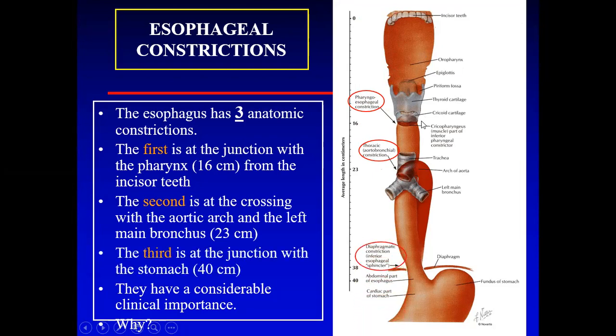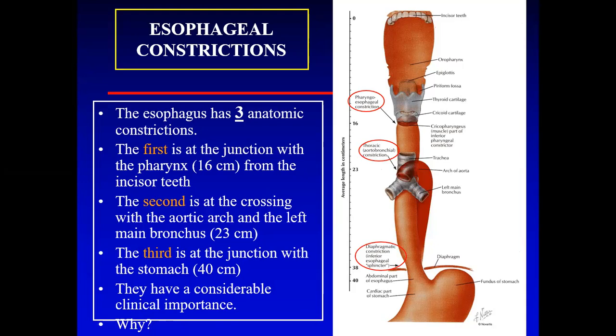Then the third is at the junction with the stomach, whenever it opens into the stomach or enters the diaphragm. Some take the constriction at the entry of the diaphragm, some take it at the entry into the stomach. This, at the diaphragm, is called the esophageal sphincter. It acts as a sphincter: diaphragmatic constriction or esophageal constriction.